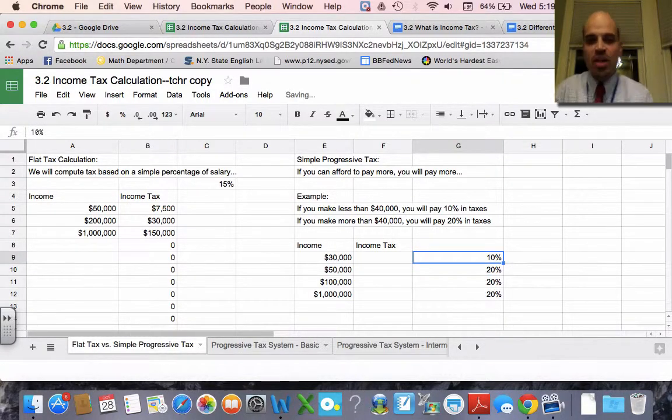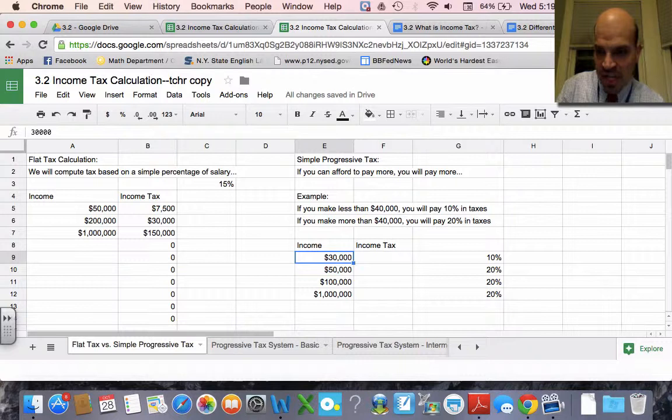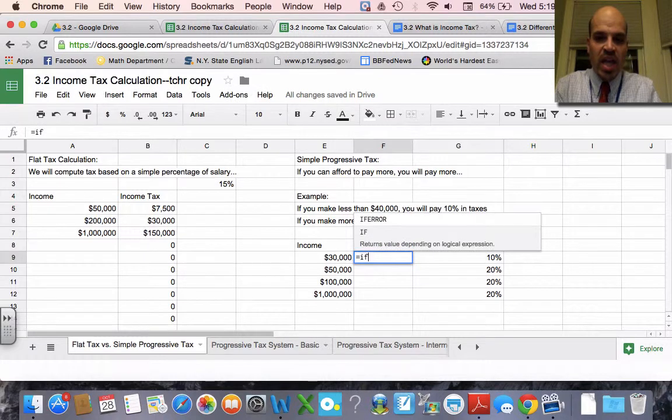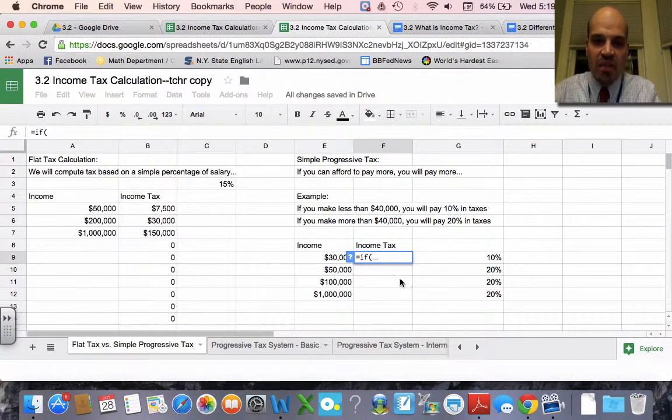So you can imagine what's happening here. If this number is less than $40,000, then we're going to pay 10%. Otherwise, we're going to pay 20%. So this is a perfect example of where we can use an IF formula. So here we go. If... well, what's my IF going to be?